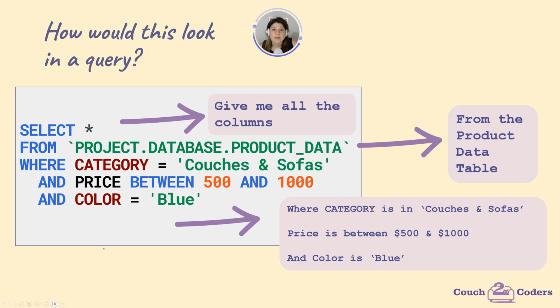And so what BigQuery does is first we pick all of our columns and then it goes row by row and it checks. Do you meet the category criteria? And it gives you a check. Then it looks, do you meet the price criteria? Check. Do you meet the color criteria? Check. And only the rows that meet every single criteria get pulled back for you to see.